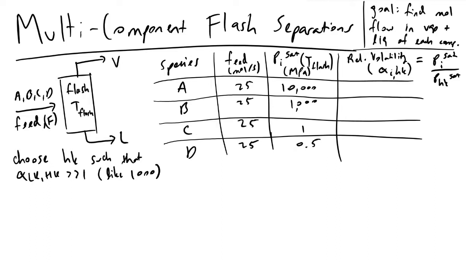And so what we find, and I've purposely made this obvious, is that we're going to want to make C our heavy component. And the reason for that is because if we calculate the relative volatility down this list, we would get relative volatility values of 10,000 divided by 1, 1,000 divided by 1, 1, and 0.5. And what you'll note here is that alpha LK,HK is a lot greater than 1.